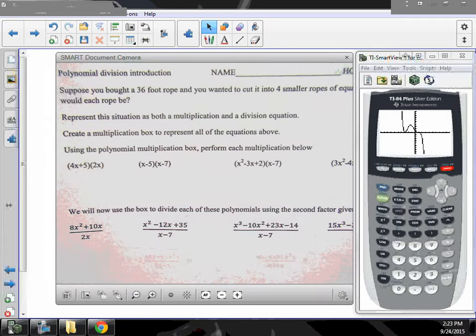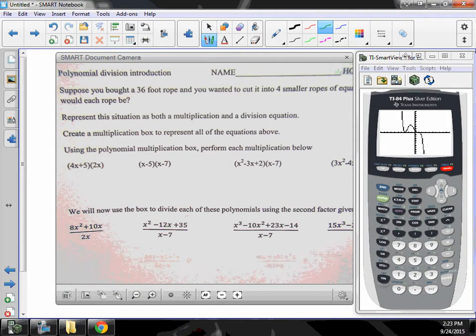Okay, that's easy. The answer is, by the way, oh my goodness, come on, 36 divided by 4. 9. 9 feet. So, represent this situation as a multiplication and as a division equation.